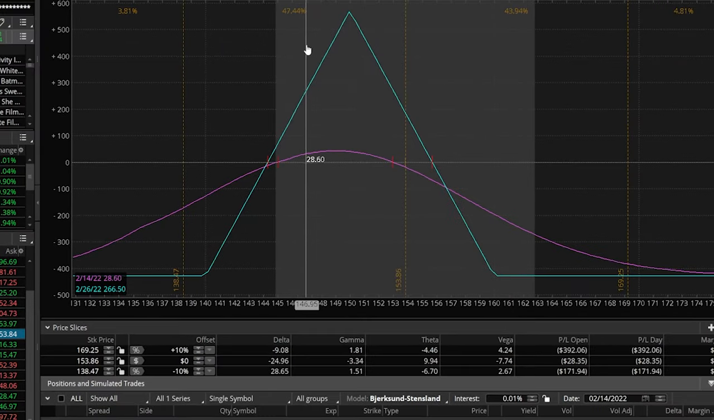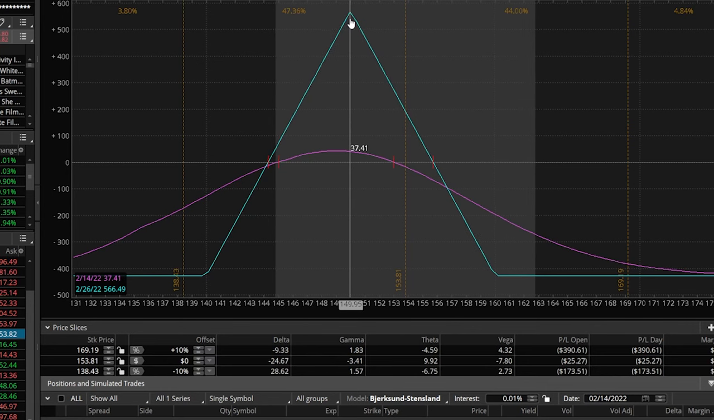If I were to move my mouse to the right, you can see where this trade peaks out, and that's going to be exactly where we sold our two strikes at the 150 strike. You can see there, that's where I make my max profit. But that peak doesn't happen until the date of expiration and even the last couple of minutes until expiration. The purple line instead tells us that if I were to do that today, February 14th, I would only be able to close it out for a profit of 37 bucks.